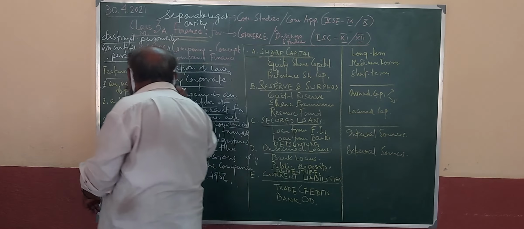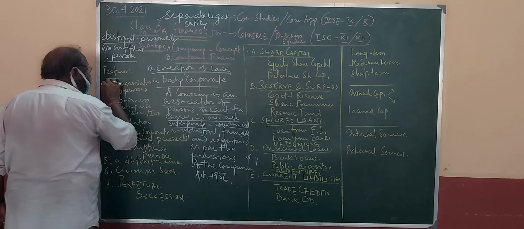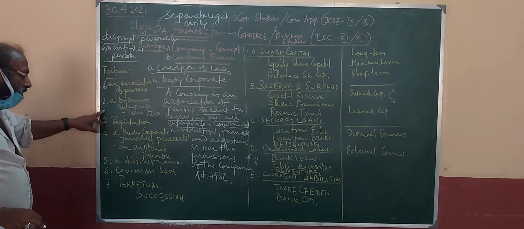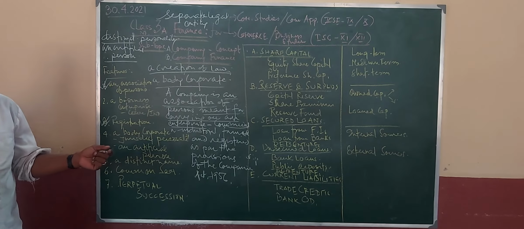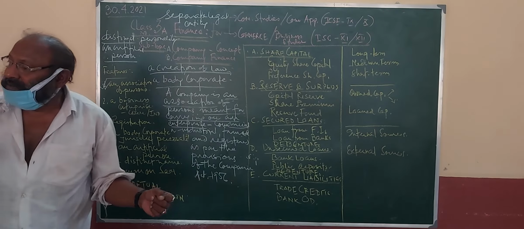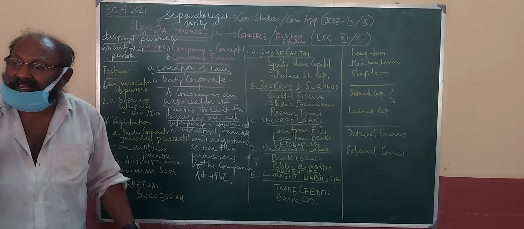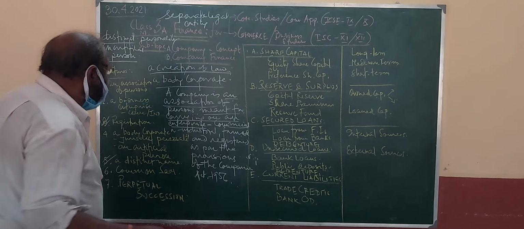So the association of persons must be there. This is number one. And that association should be registered as per the provisions of any law. As soon as it is registered as per the provisions of the company law, it gains what? Firstly, a distinct name. When the name is given, it becomes a person.